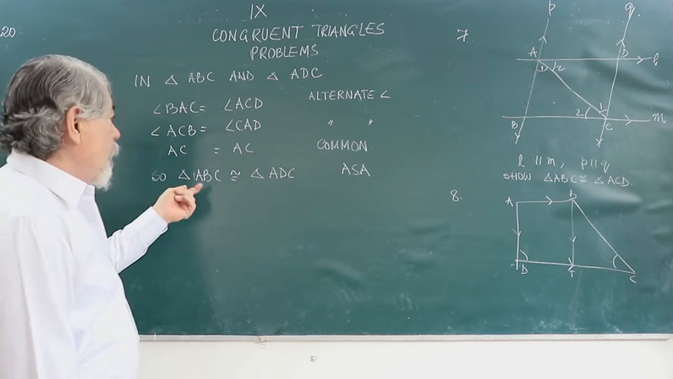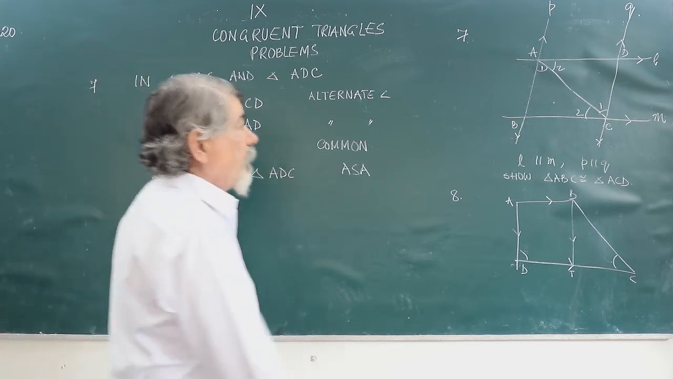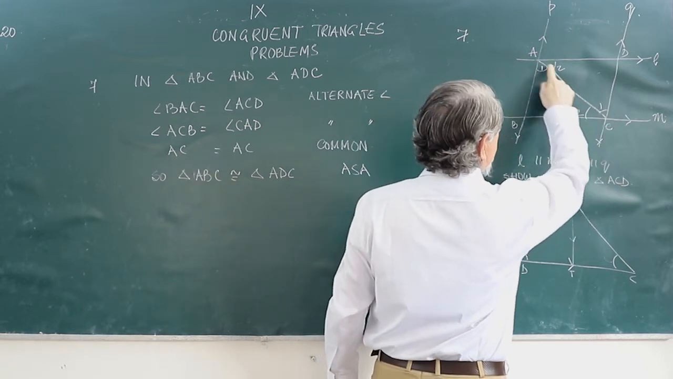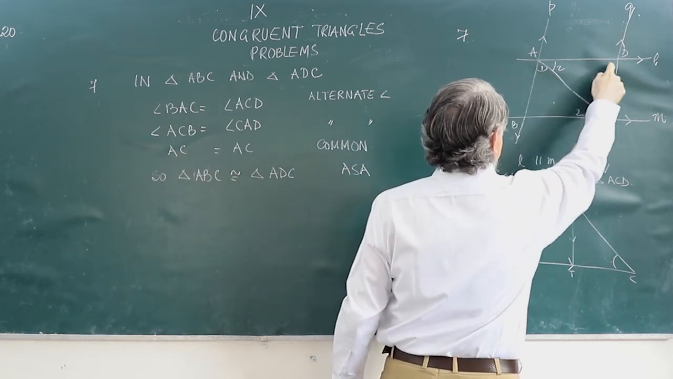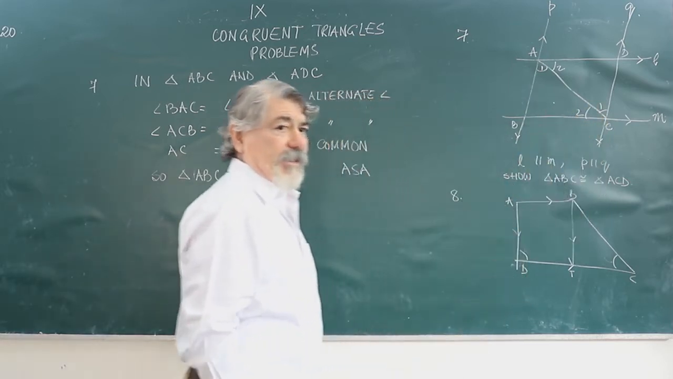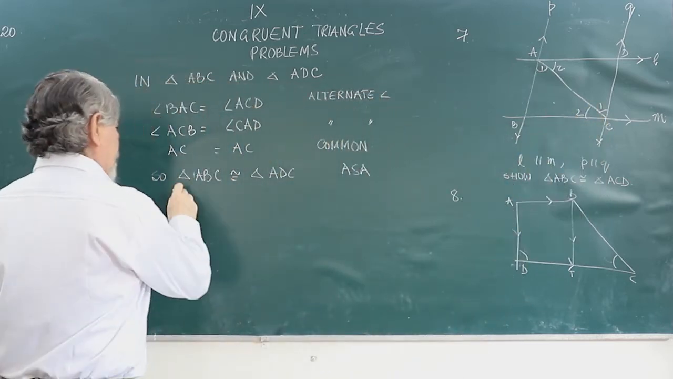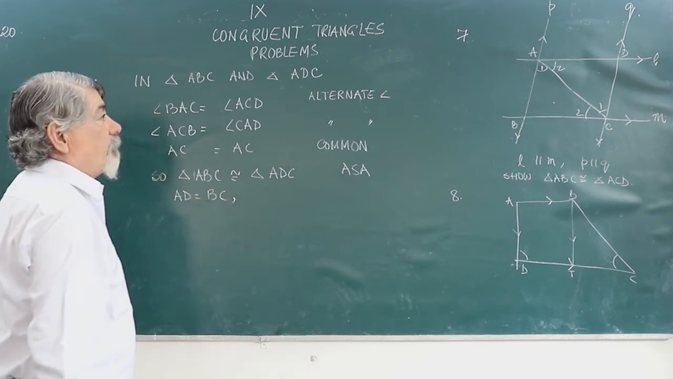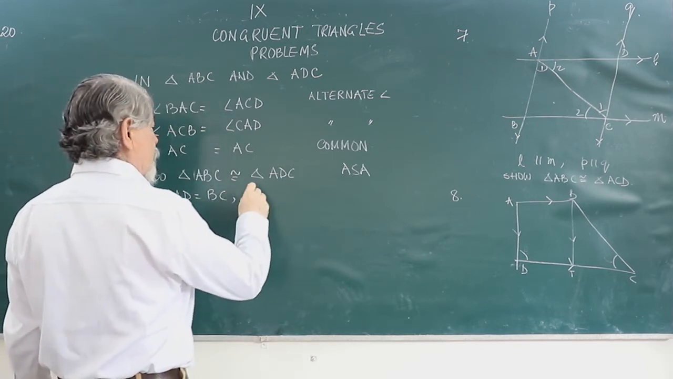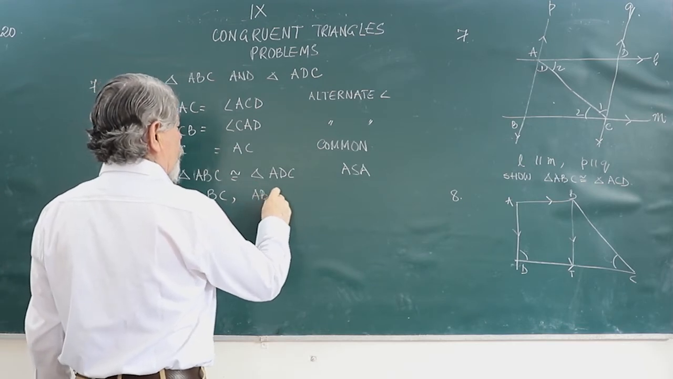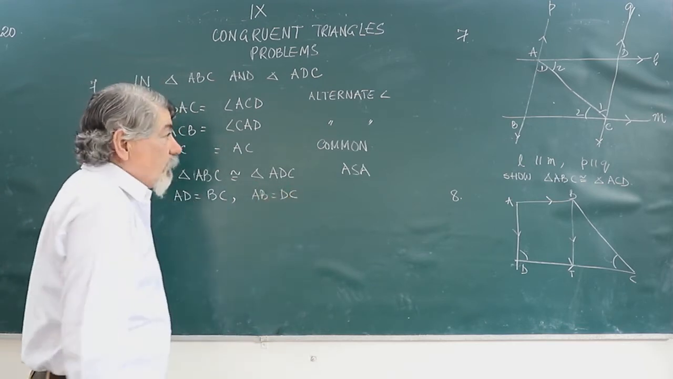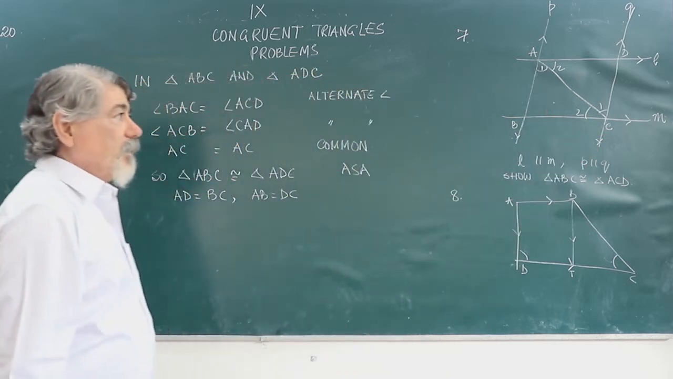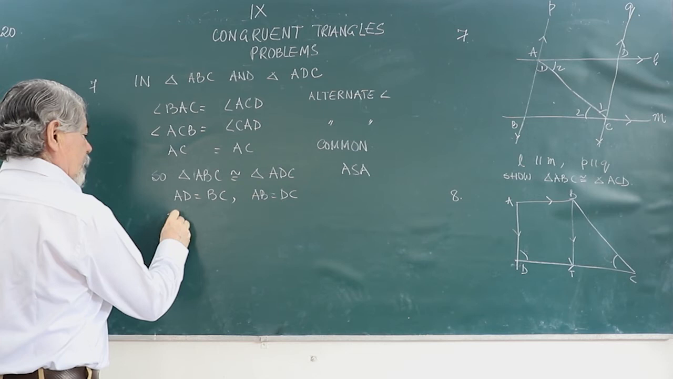Now you can see that in front of angle 1 here is the side BC, and in front of angle 1 here the side is AD. So AD will be equal to BC. Also, we will say that AB is equal to DC. And already they are parallel lines.